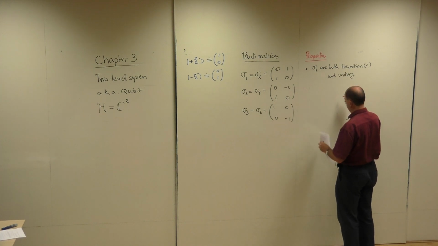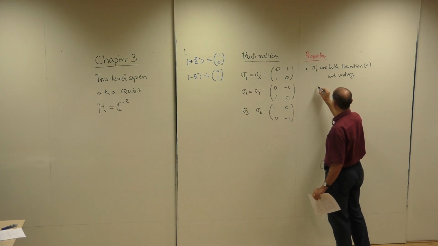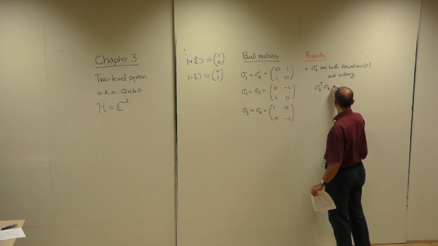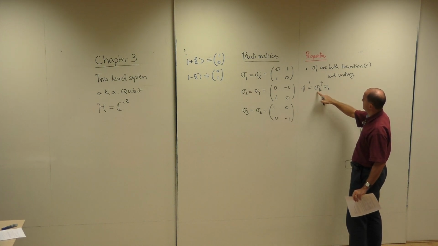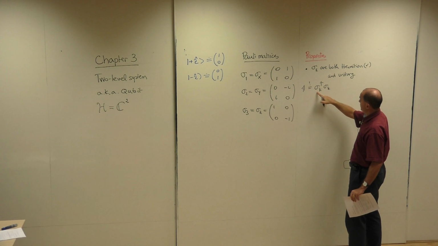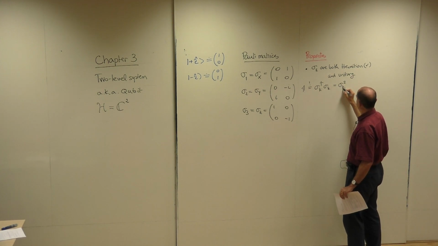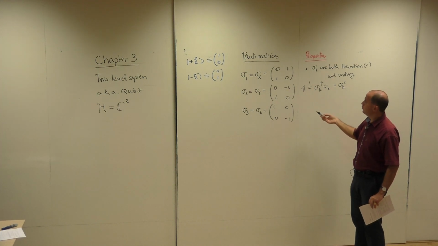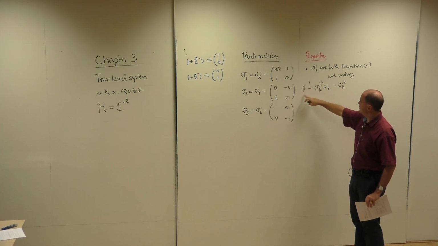Okay, let's check the unitarity. Unitarity means, remember, that sigma k dagger times sigma k should be equal to the identity. That's the definition of unitarity. And now sigma k dagger is equal to sigma k, it's Hermitian. So this is sigma k squared. And you can rather easily check with a few lines of calculation, 1 line of calculation, that sigma k squared is actually indeed equal to the identity for all of them.